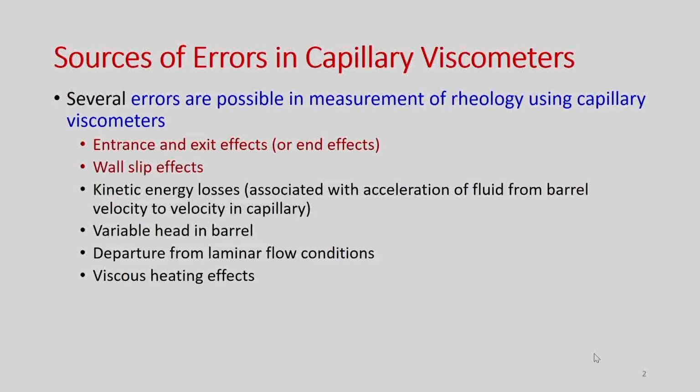So, first we list out the sources of errors. Several sources are possible in measurement of rheology using a capillary viscometer. The very first and foremost important thing is end effects, that is, entry and exit effects. Why are these entry and exit effects important? They may cause some kind of error, because the working principles we derived in the previous lecture were derived for steady state, fully developed laminar conditions.